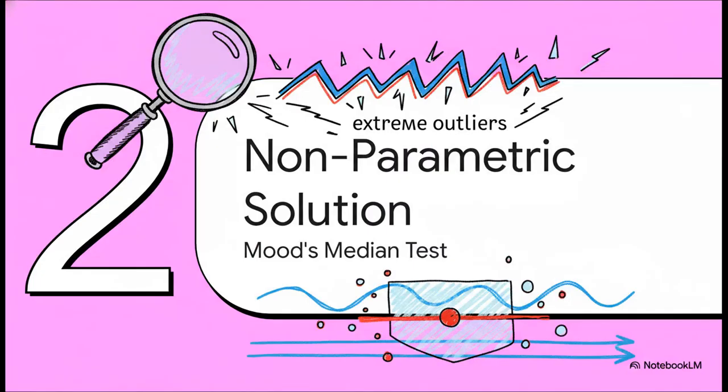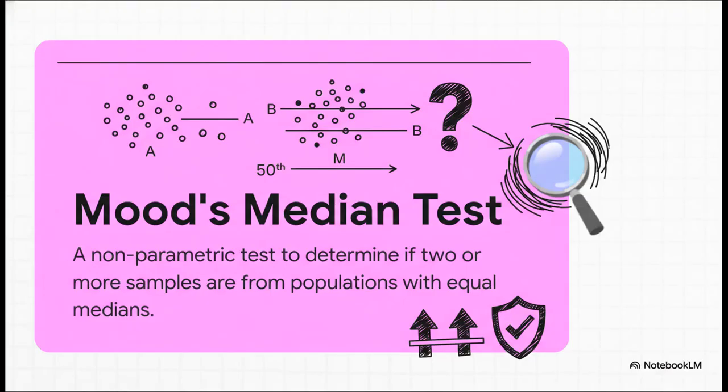Well, that brings us to the answer. To get a clear signal, we need a tool that's basically immune to those wild swings. We need something called a non-parametric test. And the specific tool for this job? It's Mood's median test.